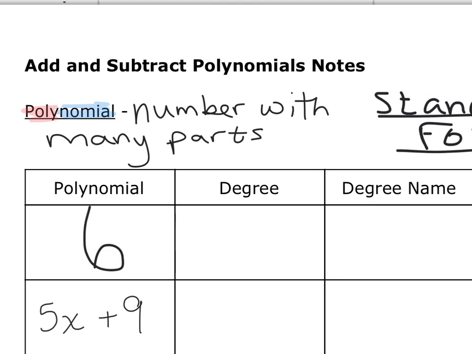A polynomial is a number with many parts. So poly meaning many, nomial meaning number.